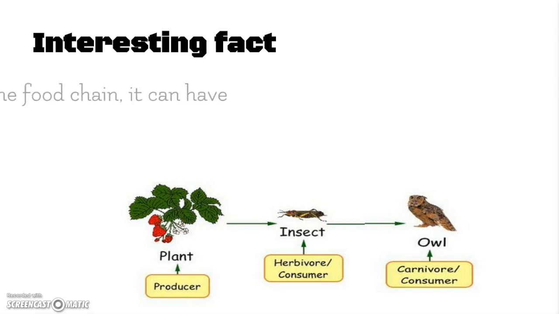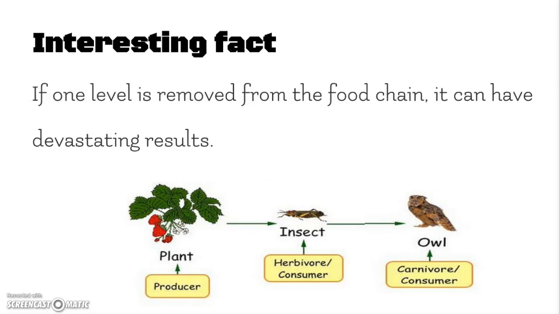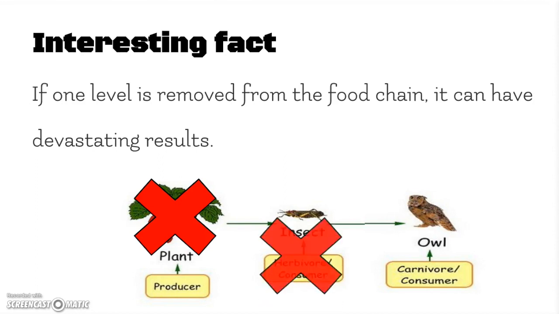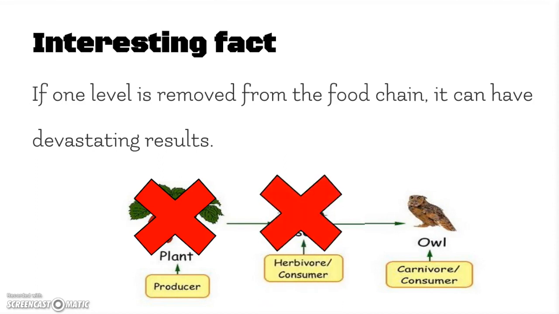Interesting fact. If one level is removed from the food chain, it can have devastating results. For example, if the producer, which is the plant, gets removed from the food chain, the herbivore, which is the insect, will not be able to get any energy and will die. Then the carnivore, which is the owl, will not get any energy from the herbivore and will eventually die.